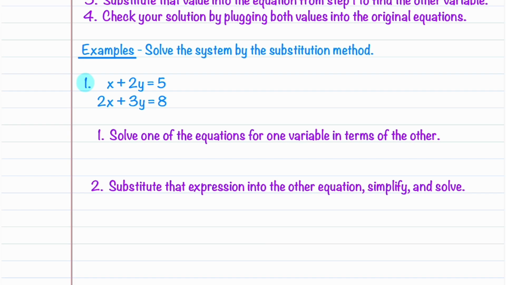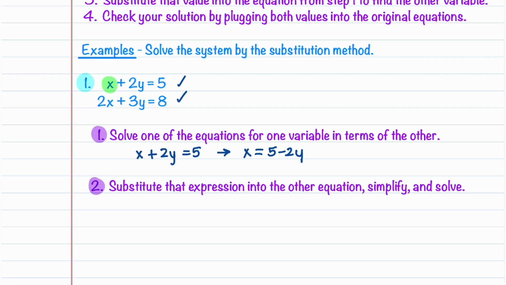The first step to solve this type of system is to solve one of the equations for one variable in terms of the other. If we look at the 2 equations that we've been given, it's going to be easiest to solve the first equation for x because there's no constant multiplying x. Let's go ahead and write down this equation. This is x plus 2y is equal to 5. And we're going to solve this for x. So we're going to take the 2y to the right, and we're going to get x is equal to 5 minus 2y.